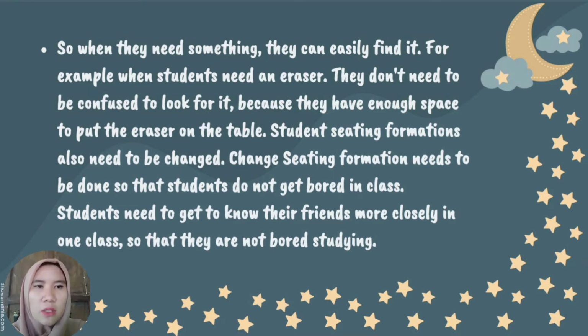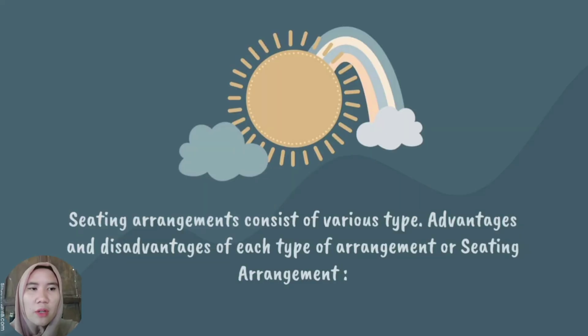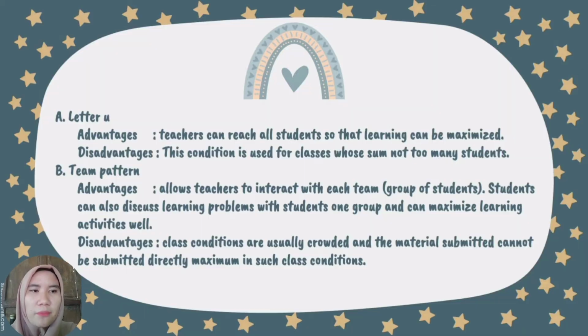Student seating formation also needs to be changed. Changing the seating formation needs to be done so that students do not get bored in class. Students need to get to know their friends more closely in one class so that they are not bored studying. There are various types of arrangement, each with advantages and disadvantages.